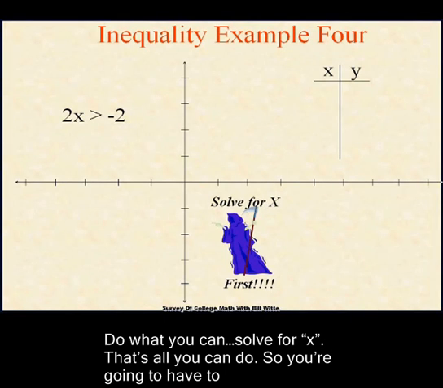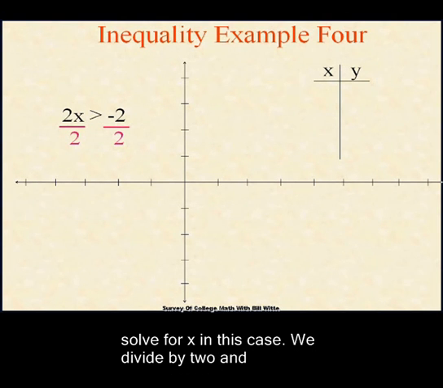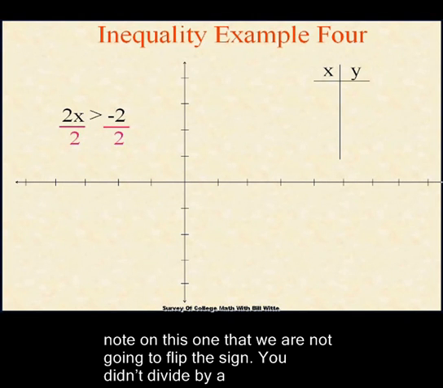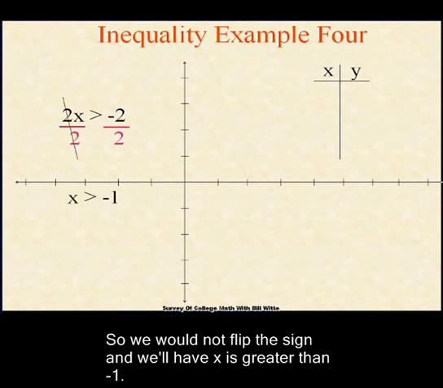Do what you can. That's all you can do. Okay, so you're going to have to solve for x in this case. We're going to divide by 2. Note on this one that we're not going to flip the sign. We didn't divide by a negative. We didn't bring trouble to the problem. It was already there. So we're not going to flip the sign, and we'll have x is greater than -1.